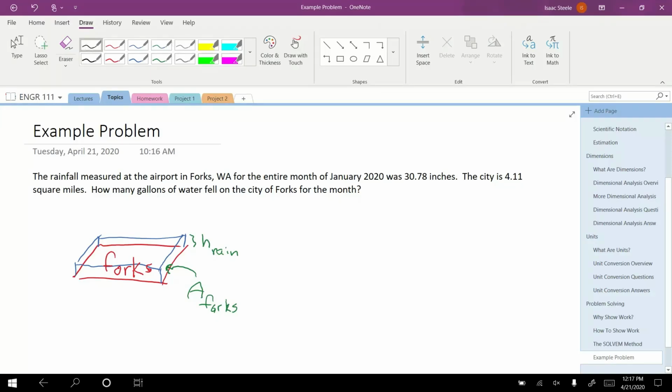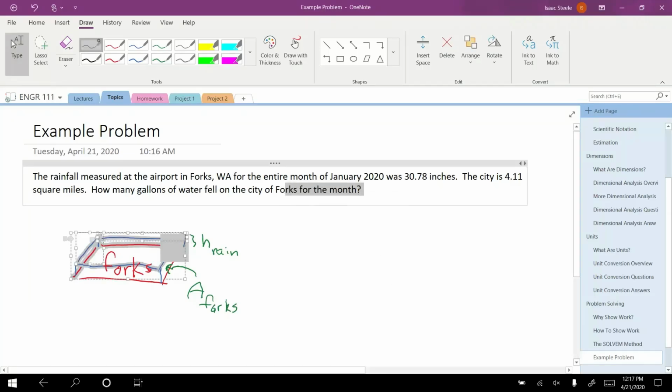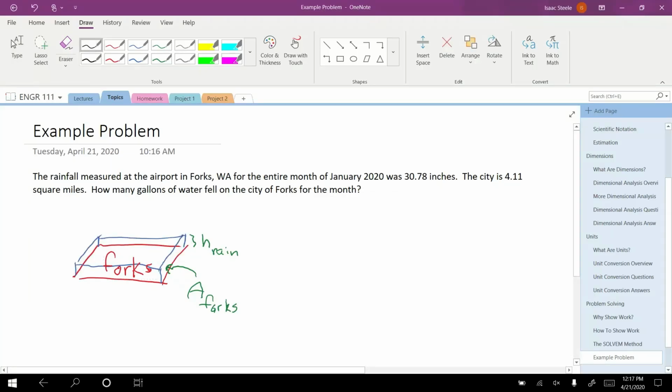I'm going to go ahead and make a little bit of a checklist. I want to first find the volume by using the area and height. So that's the first thing I want to do.